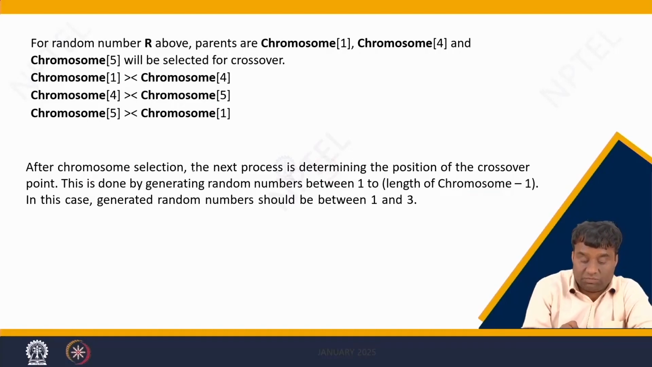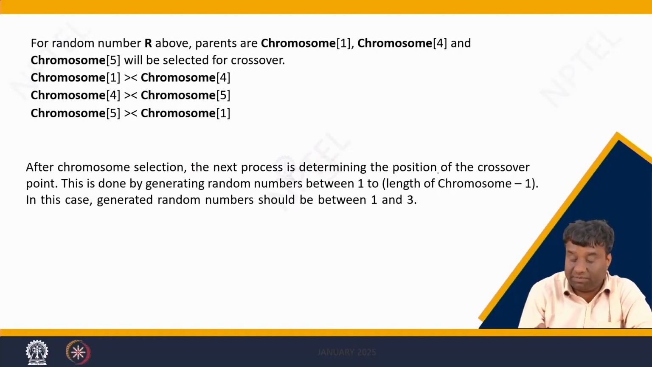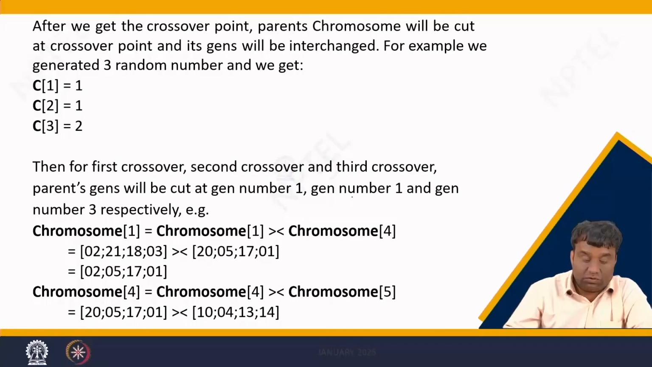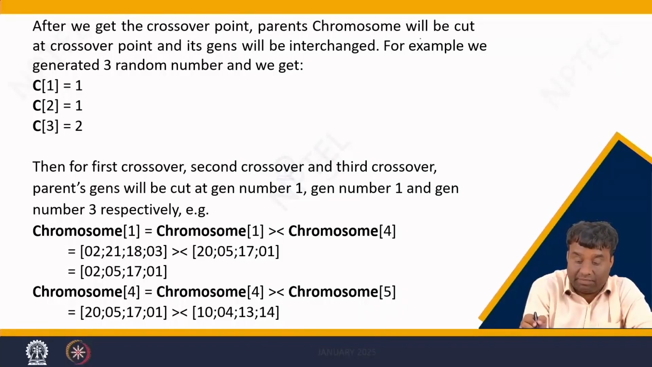After chromosome selection, the next process is to determine the position of the crossover point. This is done by generating a random number from 1 to the length of the chromosome minus 1. Here the length is 4, so that is 1 to 4 minus 1, which is 3. So in this case, the generated random number should be between 1 and 3. After we get the crossover point, the parent chromosome will be cut at the crossover point and its genes will be exchanged. So that is the crossover technique.